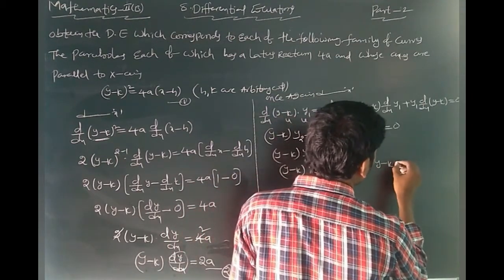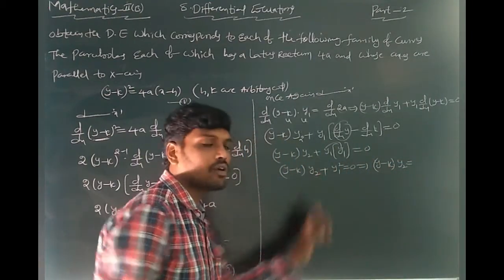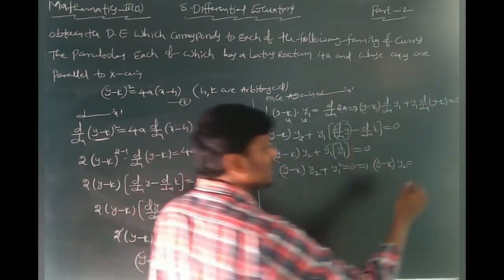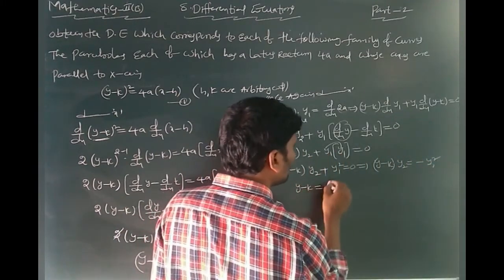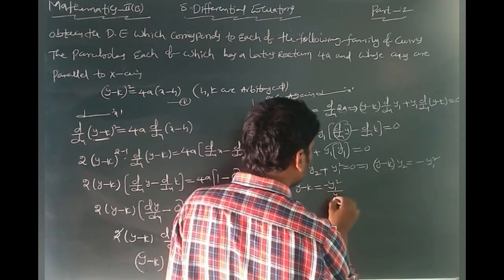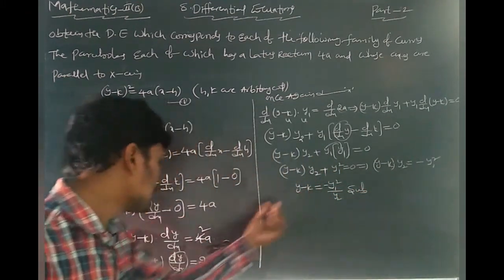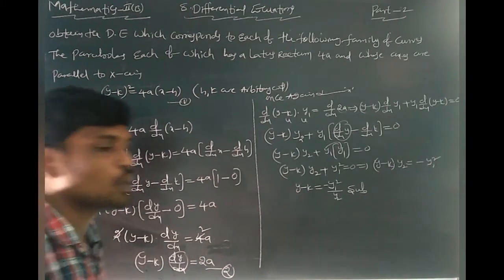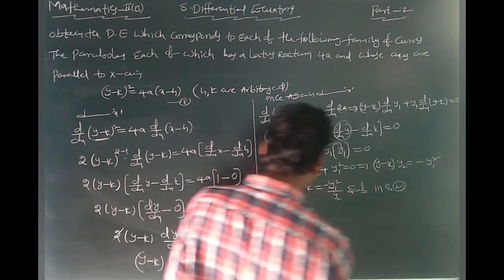Then (y minus k) into y2 equals minus y1 square, this term goes to that side. After that you can write y minus k equal to minus y1 square by y2. Substitute this y minus k value in equation 2.